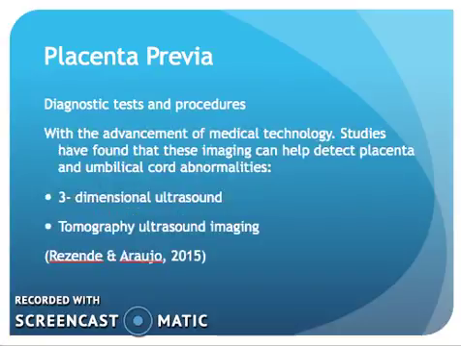And with all the advancement in medical technology, studies also found that this imaging can help detect placenta and umbilical cord abnormalities. It does not just detect, but it also improves the accuracy in looking for prenatal diagnoses of this condition. So the three-dimensional ultrasound and the tomography ultrasound imaging.